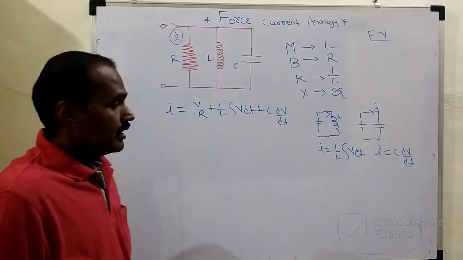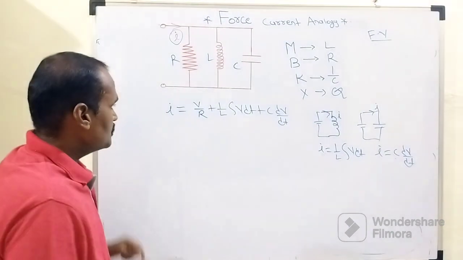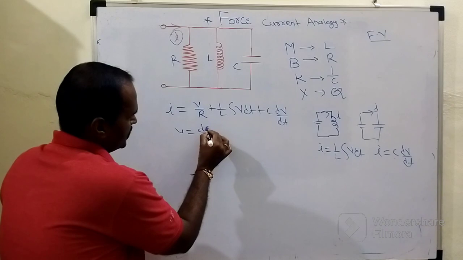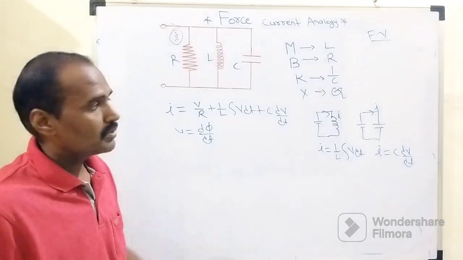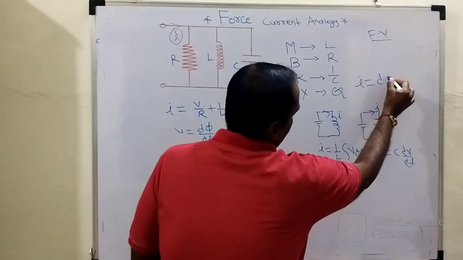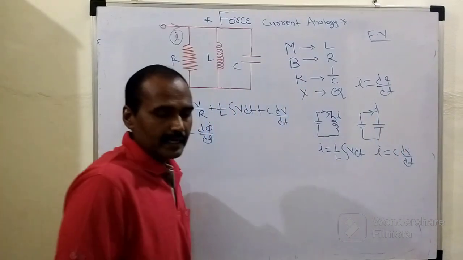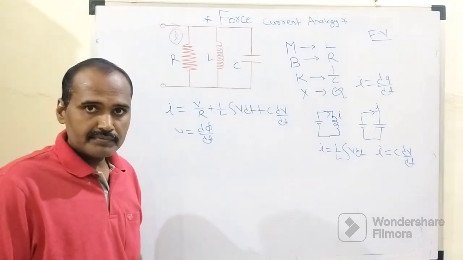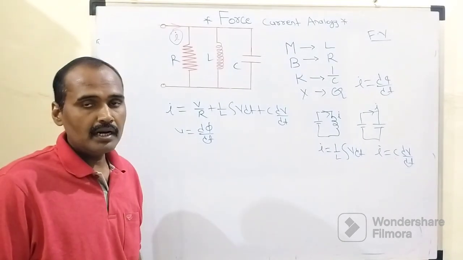Then, according to Faraday's law of electromagnetic induction, the induced voltage V equals the rate of change of flux per unit time, d phi by dt. Similar to the force voltage analogy, where I is the rate of change of charge per unit time, dq by dt, in the force current analogy the voltage is the rate of change of flux per unit time.